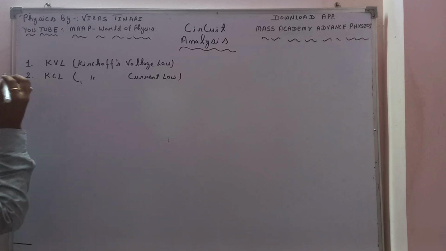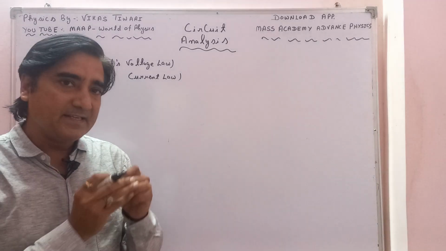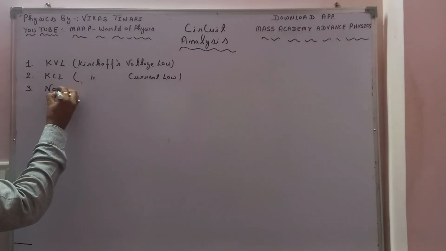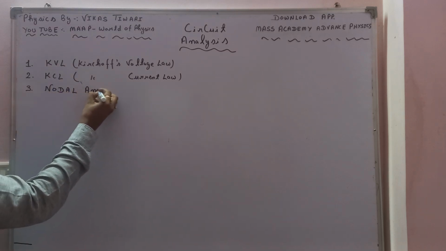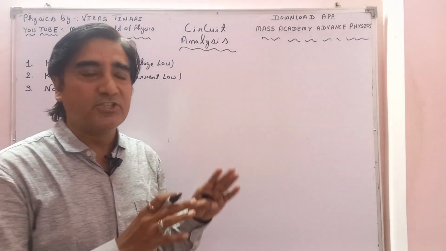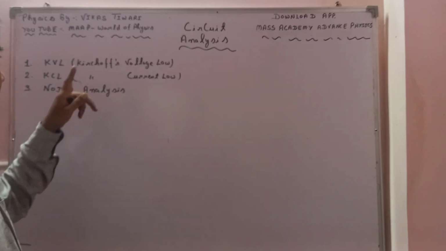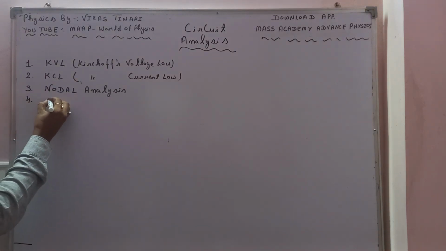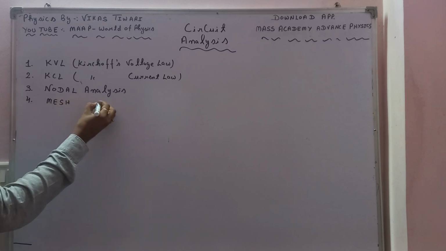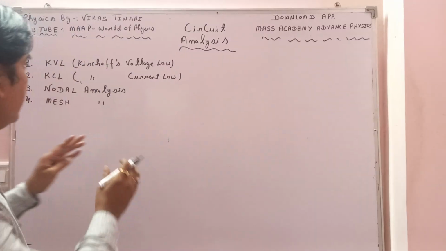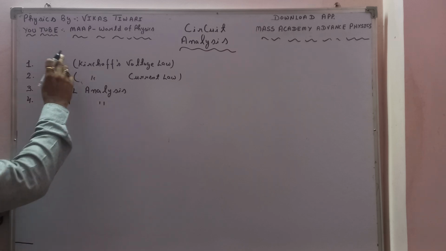The third one, which is introduced at this particular level, is called nodal analysis. Nodal analysis is nothing but the extension of KCL. The fourth thing is called mesh analysis. Mesh analysis is just the extension of KVL. So basically nodal analysis is based on KCL and mesh analysis is based on KVL.